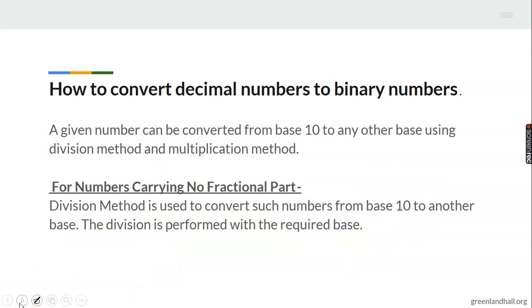Now, interestingly, we have to learn how we can convert a decimal number to a binary number. How do we convert a decimal number to a binary number? A number is said to be decimal when it doesn't have a point. That has been said in the previous slide. A given number can be converted from base 10 to other bases using the division method. Very, very important. Division method. For our study today, we know we have division and multiplication methods, but we're going to concentrate on the division method.